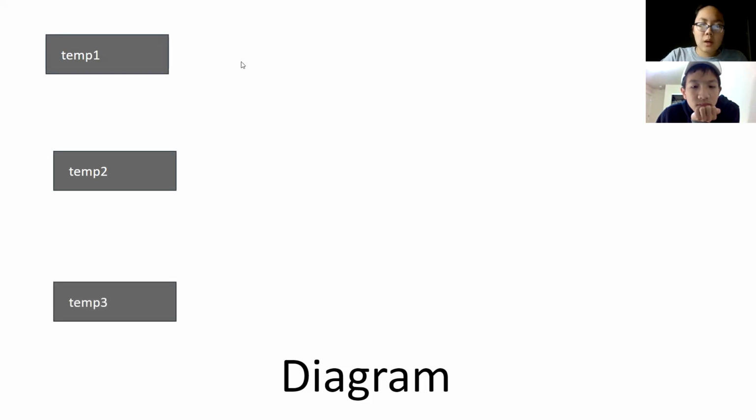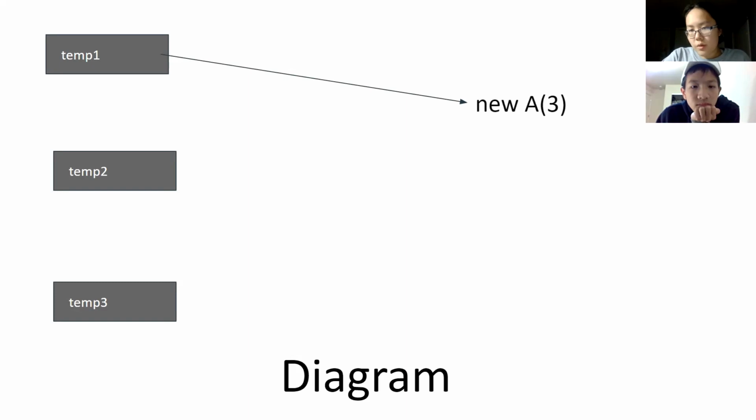So what happens is that when we create temp1, we have an arrow that then points to new A(3). So when we're saying A temp1 equals new A(3), what we're doing is creating an arrow to this particular value. This is the reference. The dark gray boxes are the references, and it's pointing to a specific object value.